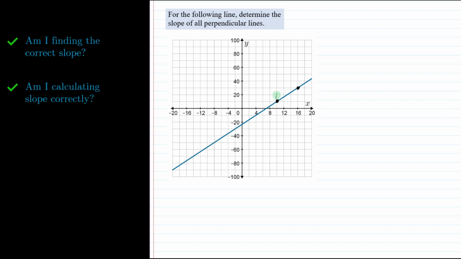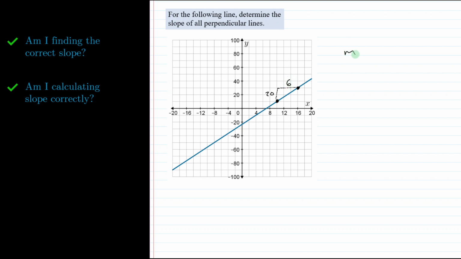So it looks like we rise 2 squares and we run 3 squares, but beware, the rise is not actually 2 and the run is not actually 3, because we need to pay attention to the scales being used on our axes here. Notice that on the vertical scale, each square actually represents 10. So our rise of 2 squares is actually a rise of 20. Similarly, on the horizontal scale, each square represents 2. So our run of 3 squares is actually a run of 6.